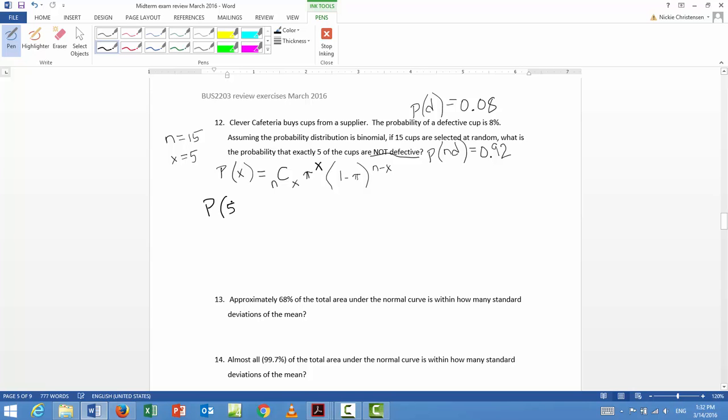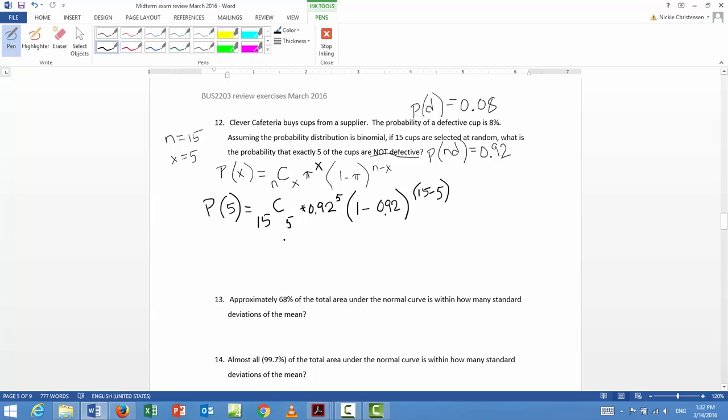Okay, now it's just a matter of slotting in our values. So our x is 5. Okay, so we have 15 C 5, times 0.92 to the power of 5, times the quantity 1 minus 0.92 to the power of 15 minus 5.